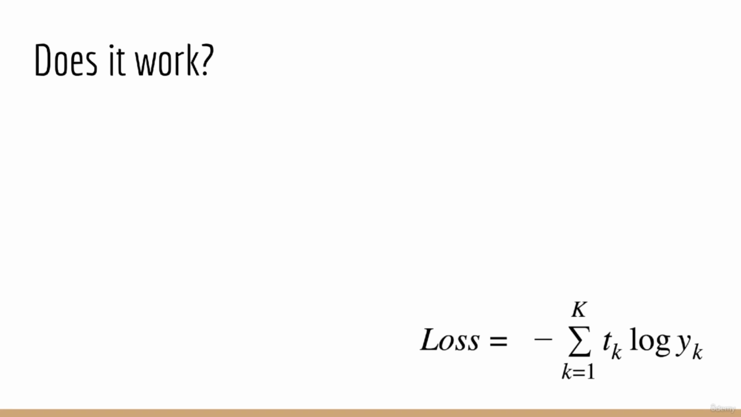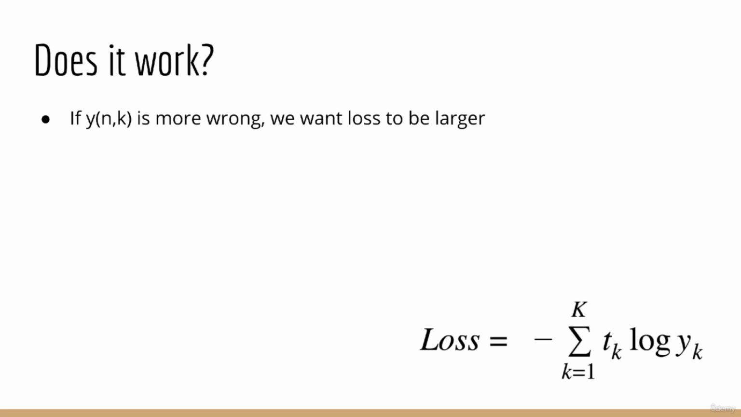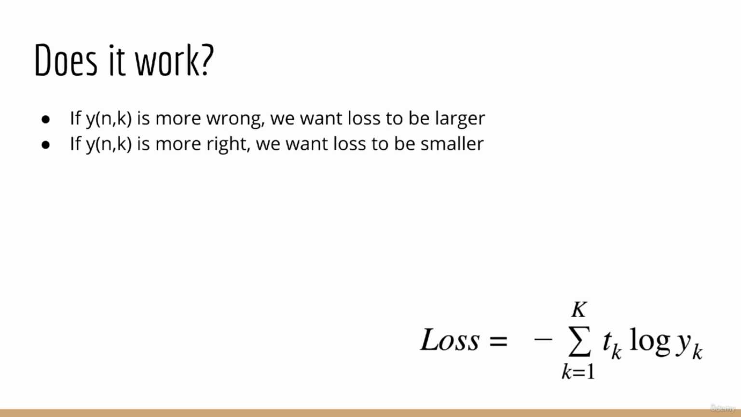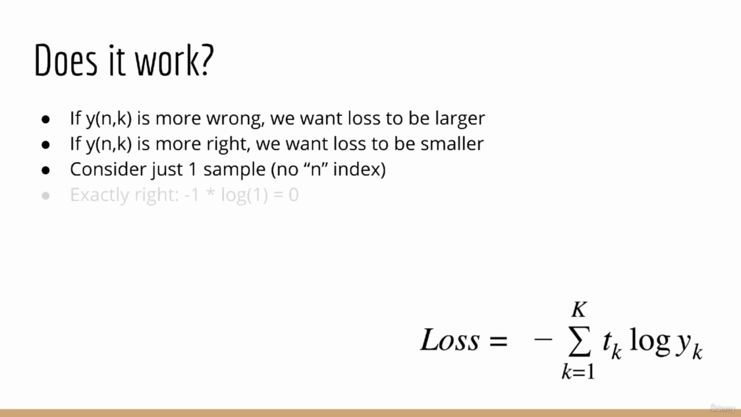As a final note, let's try to build some intuition to make sure the loss function does what we actually want it to do. Remember, if y of nk is very wrong, we want our loss to be large. But if y of nk is very close to the target, meaning it's very right, then we want it to be small. Let's assume we're working with only one sample, so there's no index for n. Then our loss is just the negative sum over k, t of k times log of y of k. Now suppose we are exactly right. Then for the t of k where t of k is 1, we also have y of k is 1. Log of 1 is 0, so the total loss would be 0, which makes sense. Therefore, if we are perfectly right, then our minimum loss is 0.